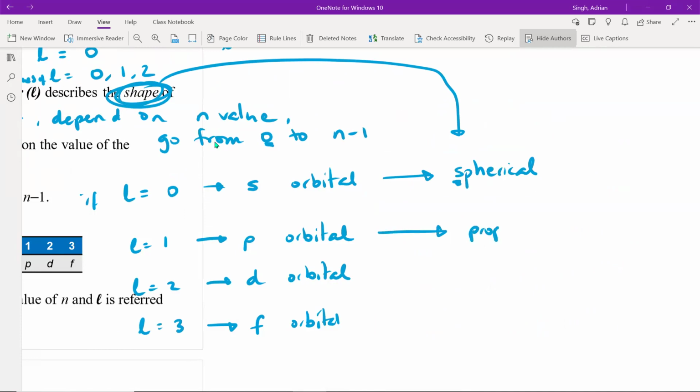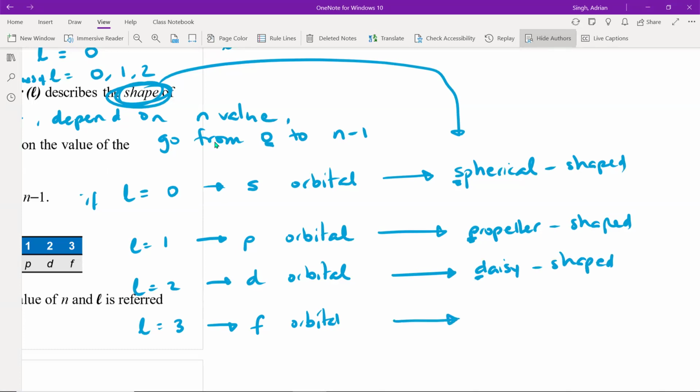P, first letter in the word propeller. So p orbitals are propeller shaped. D, so you think about the flower, the daisy. So these are daisy shaped, and we'll see these shapes here in a second. And then F, we'll see a little bit later on. Let's just say this is a fancy daisy. So F there. Okay, so as we go from the S, the P, D, and the F, the shapes actually become more complicated.